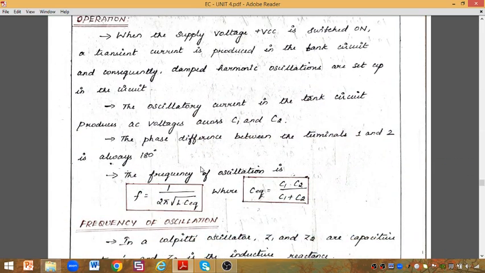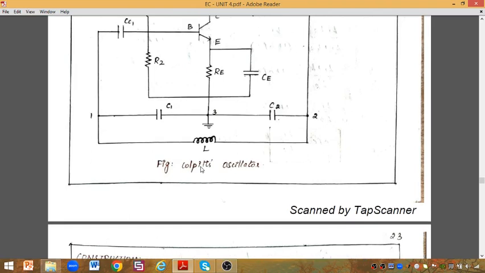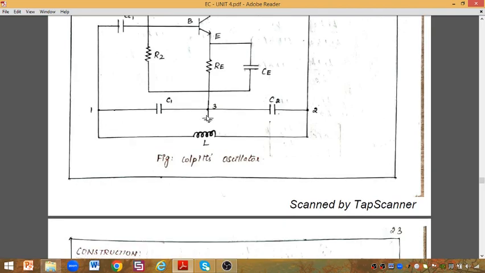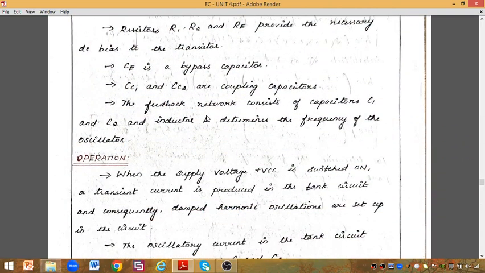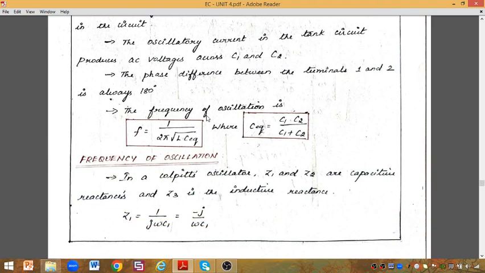Can you observe three terminals here? This is terminal 1, terminal 2 and terminal 3. The phase difference between the two terminals is always 180 degrees. The frequency of oscillation for the Colpitts oscillator is 1 by 2 pi root of L into C equivalent, and the C equivalent is given by C1 C2 by C1 plus C2.